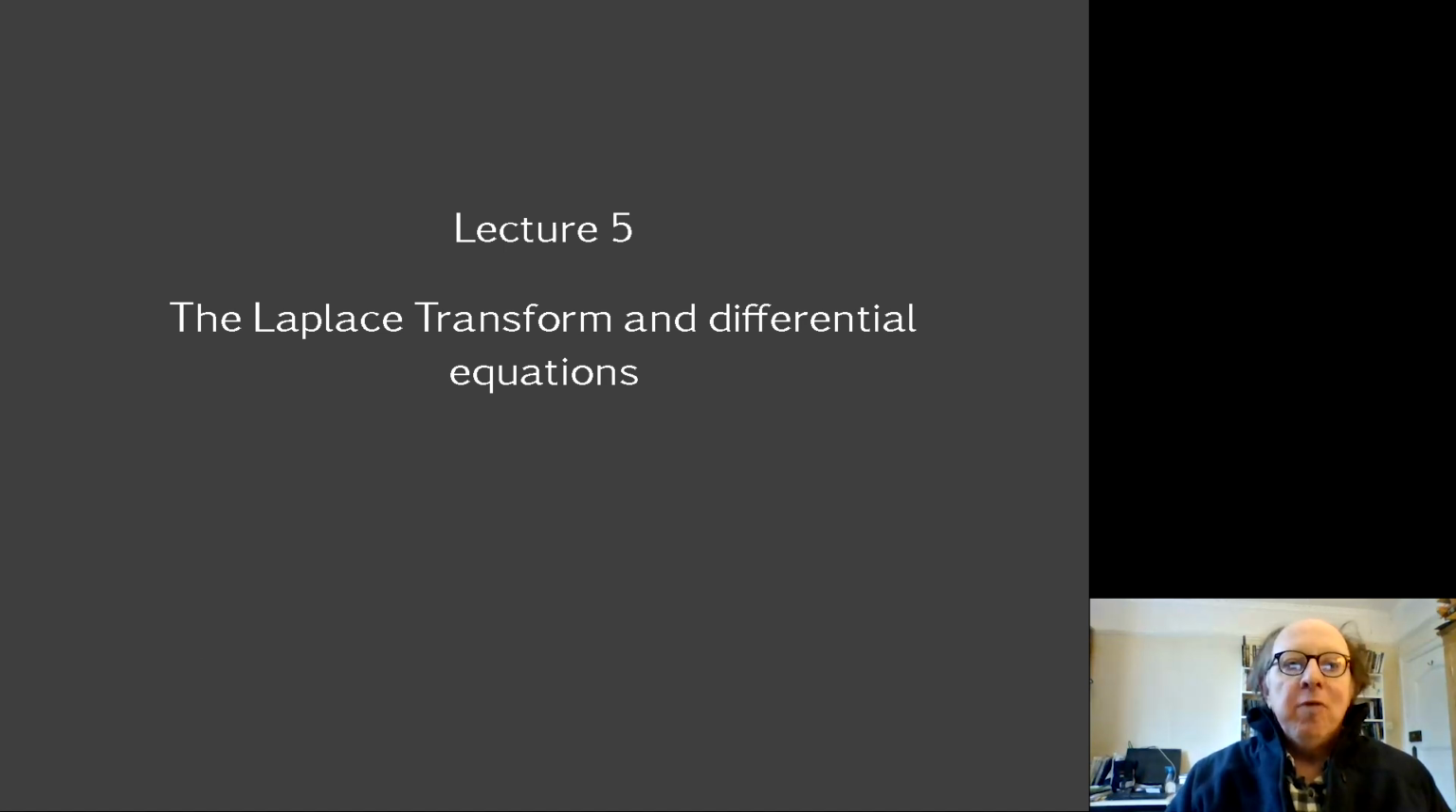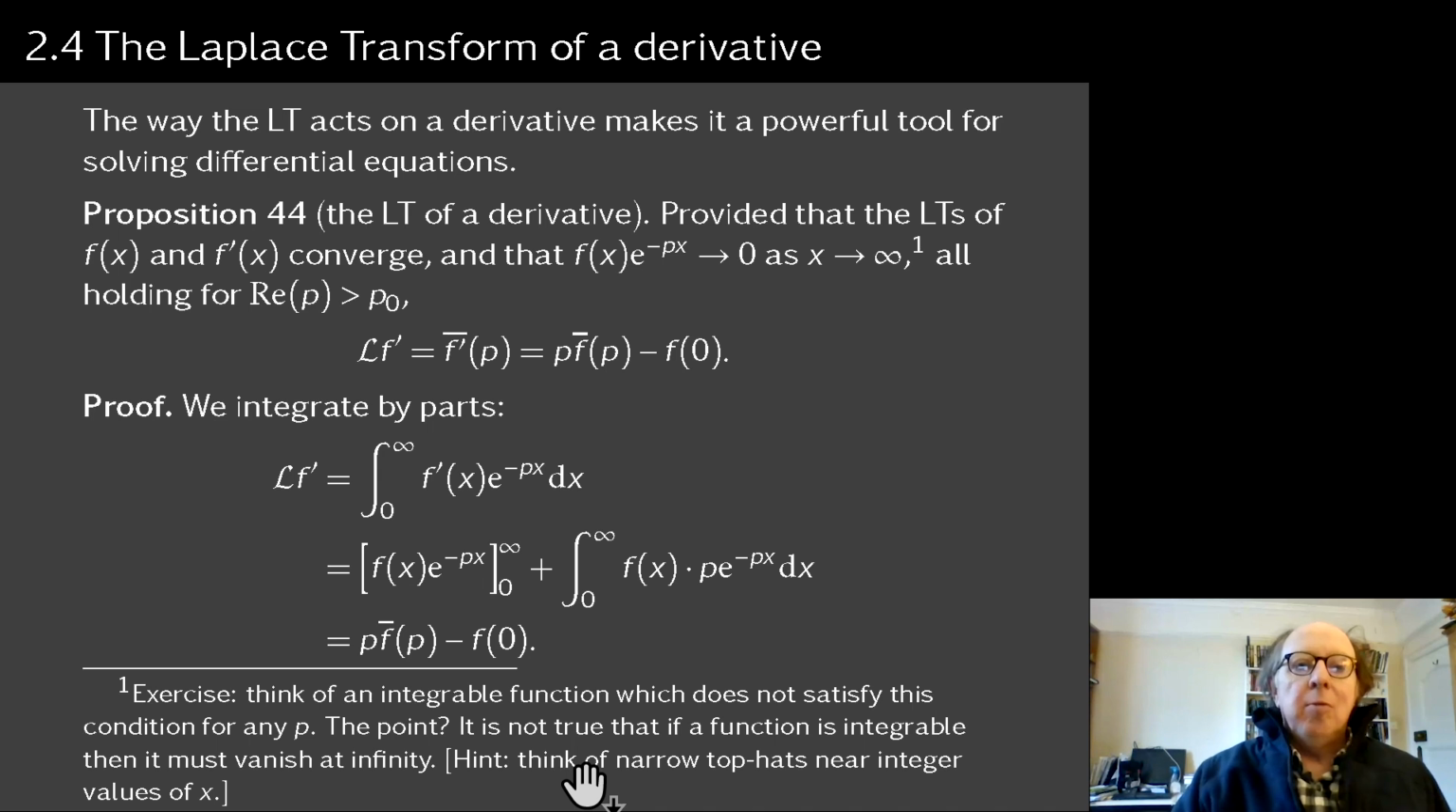Anyway, moving on, lecture 5. We're now going to see some of the power of the Laplace transform, especially in relation to differential equations. We've had a bit of a dose of theory, now we're going to get some practice. But before we do that, we prove a really important result about how the Laplace transform handles the derivative of a function. And this is what makes it such a powerful tool to deal with differential equations.